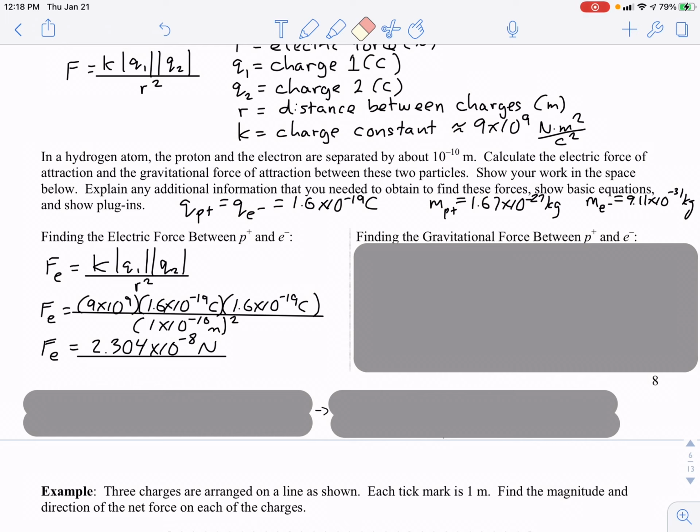The equation we would use is the one above, the Coulomb's law equation, K times Q1 times Q2 divided by R squared. When we plug in the numbers, we get an electric force of about 2.304 times 10 to the negative 9 newtons.